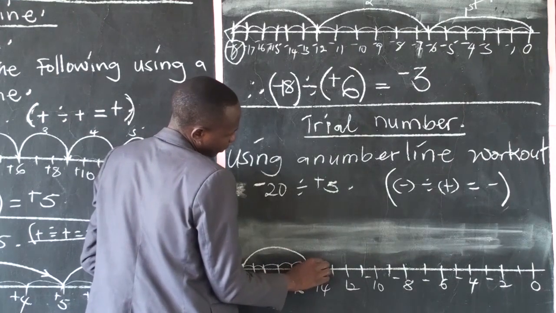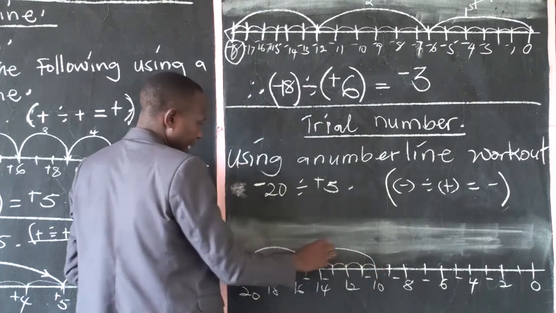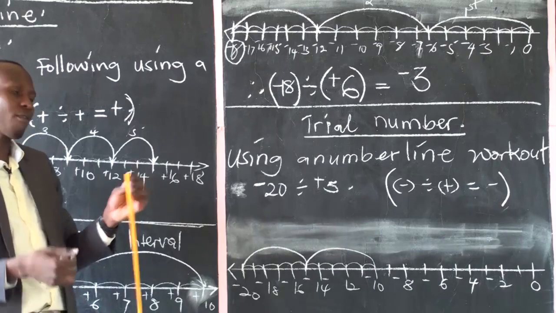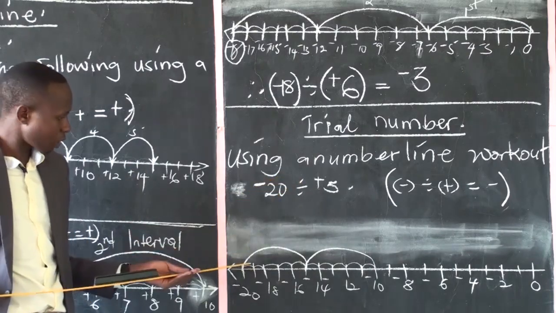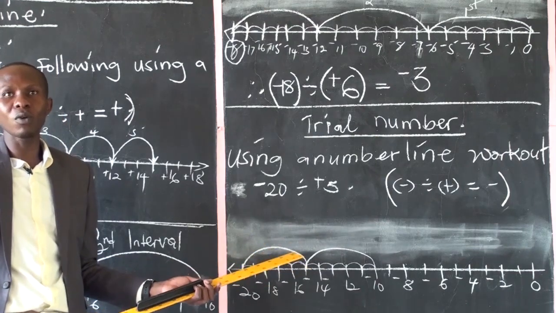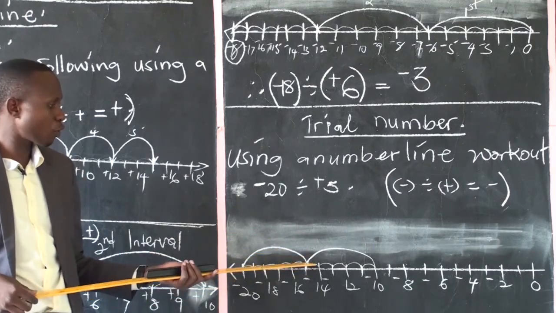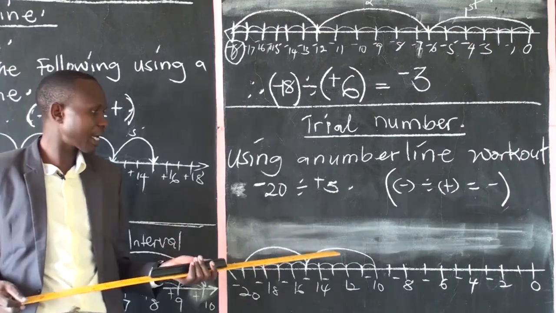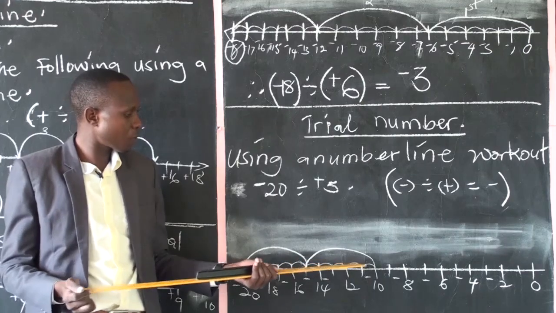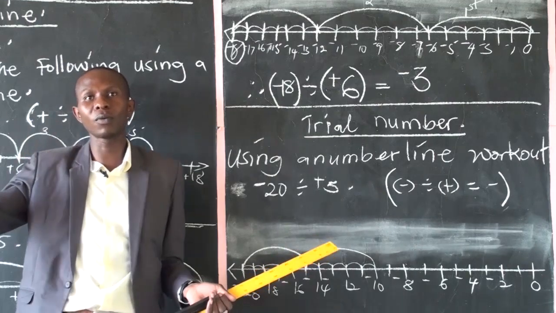So 1, 2, 3, 4, 5. This is another interval. We keep on subtracting intervals. We are dividing by 5. Remember, if we are dividing by 5, you give 5 people 1 each. This is the first round. That first round of giving 1 each is what I'm calling an interval. Then you still have more, so you give 1 each again. That is the second round.